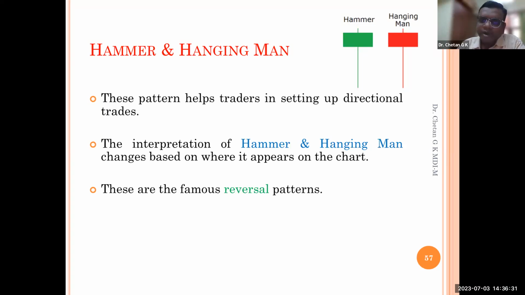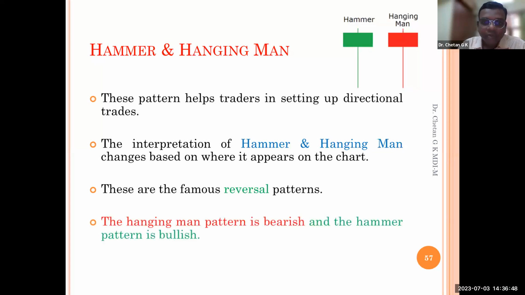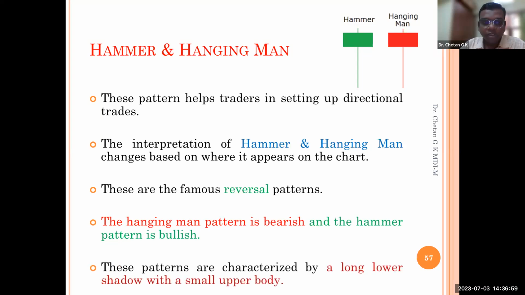What do you mean by continual patterns? If the uptrend is there and one particular pattern appears, and the uptrend continues after that pattern appears, that is a continual pattern. For example, a doji can be a continual pattern or it can be a reversal pattern. We have seen that, right? So the hanging man pattern is bearish and the hammer pattern is the bullish one. We'll see once we see the picture, it will be easier.